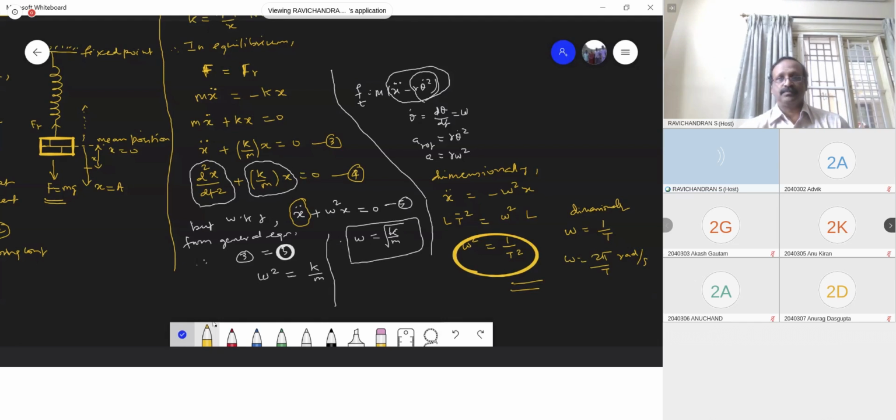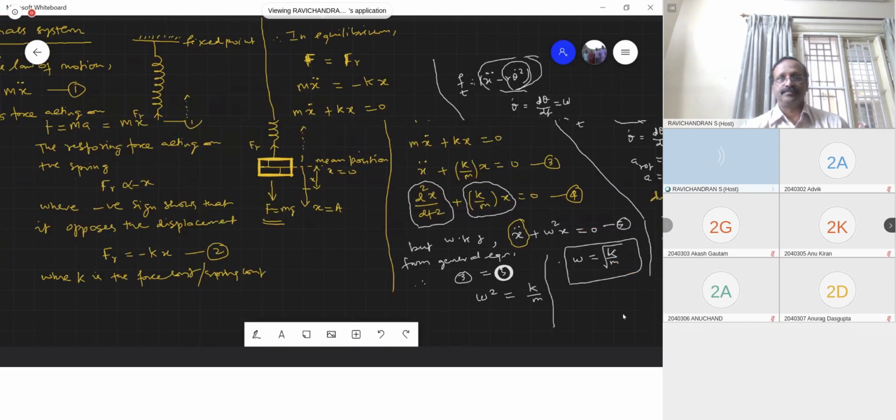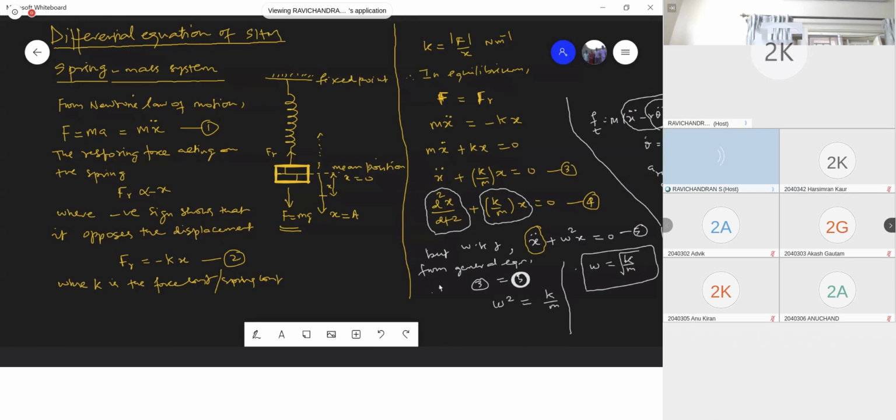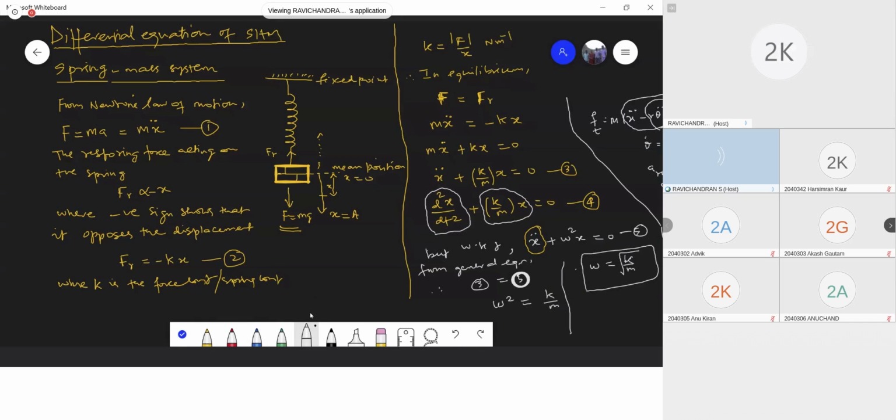Excuse me, sir. When we say equilibrium position, what do we mean by that in this case? Equilibrium means, okay, I can write, you will be happy if I write like this. Look at this: I've said this is equilibrium. This part I'm writing here. Are you happy? This is equilibrium.